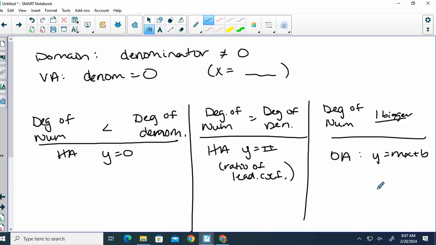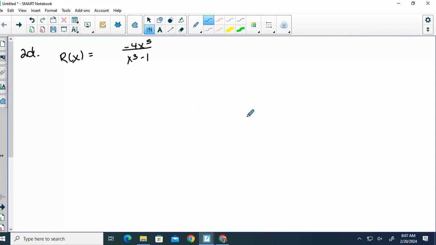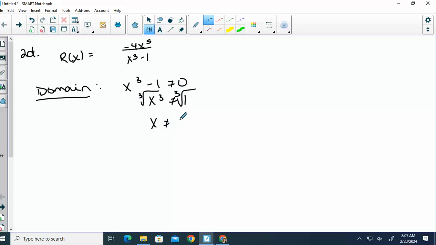So, when we look at this one, for the domain, we said the denominator cannot be 0. So x cubed cannot be 1. So cube root, since it's an odd root, you don't do plus or minus, so x can't be 1. So how do we write that in interval notation? -3 to 1 union 1 to infinity. All right.